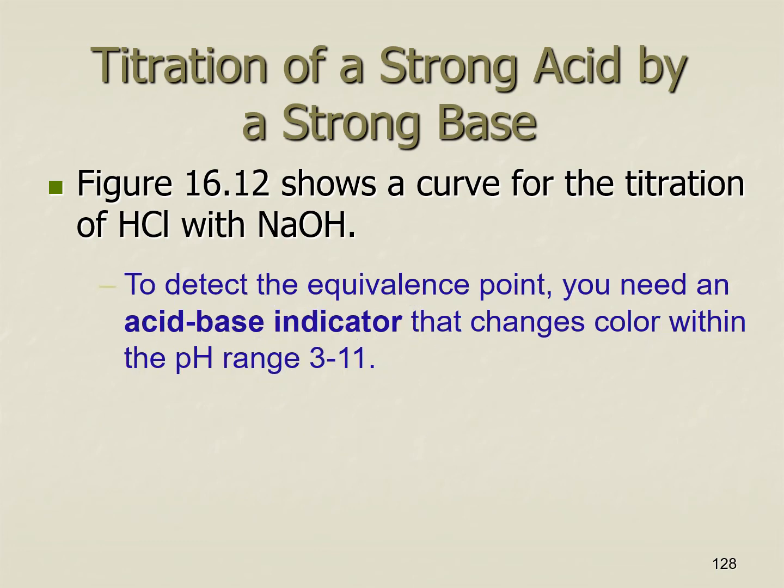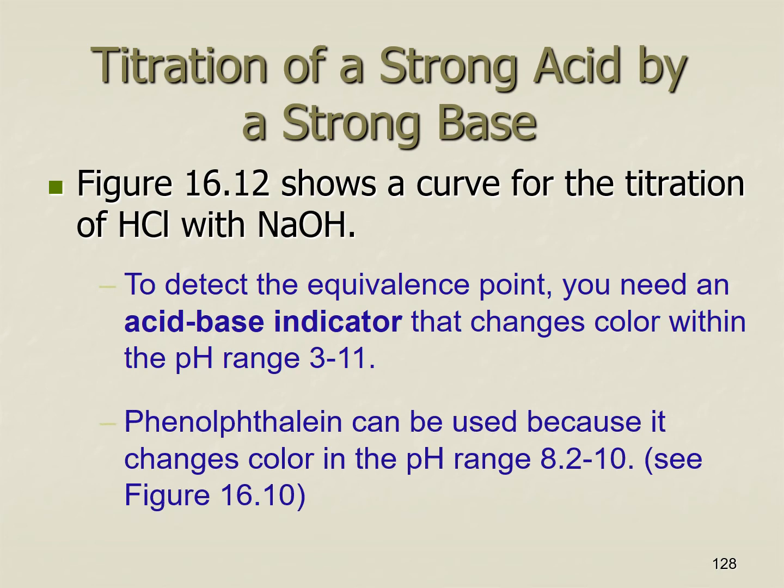All right, and then we already talked a little bit about the indicator. So in this case, you need an indicator that changes anywhere between 3 to 11, because it rises so sharply through that equivalence point. So we saw that phenolphthalein is a really good one, and that one is such a stark contrast in color that it's often used. I believe we'll use it in lab this semester.